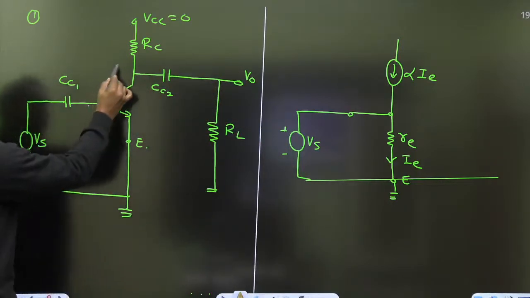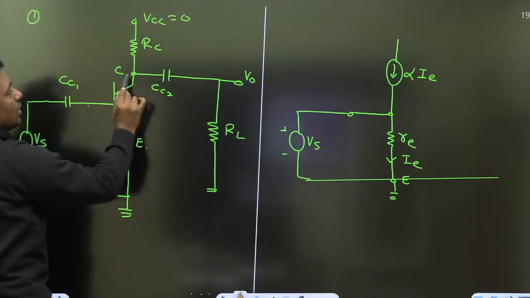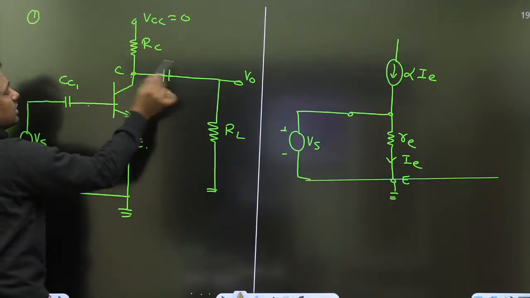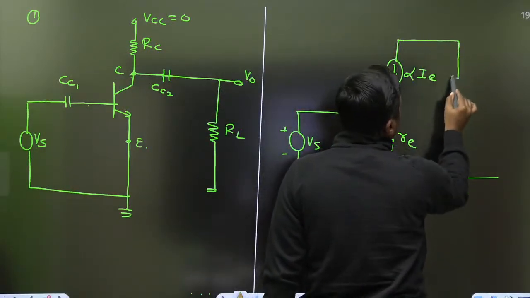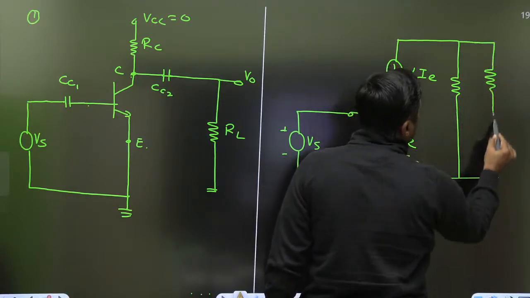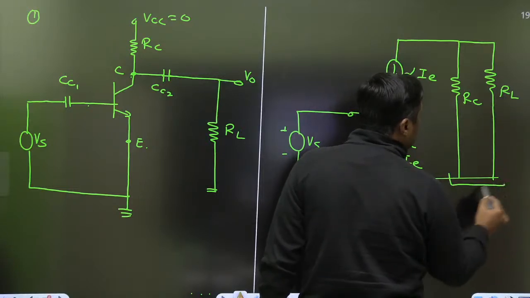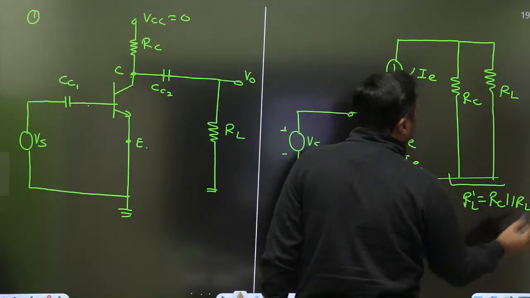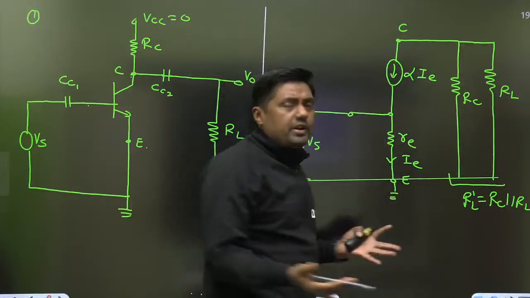Then from collector to ground, RC is connected, because the supply acts as a short circuit, 0. This also acts as a short circuit, so this is the RL. From collector to ground RC, and from collector to ground RL, and that's why these two are in parallel. What is the equivalent resistance? RL dash. RL dash is nothing but RC parallel with RL. Now this is the collector terminal, and the circuit is finished.